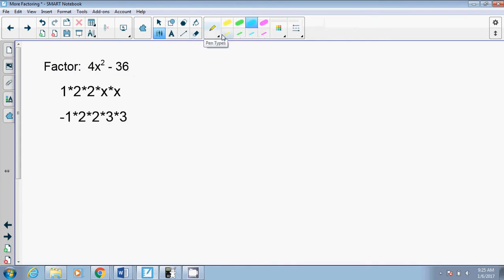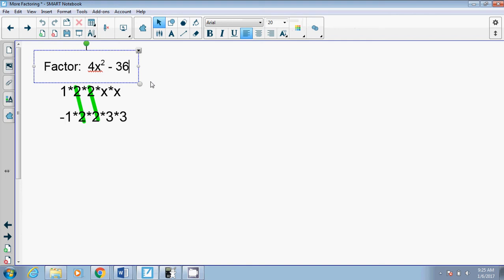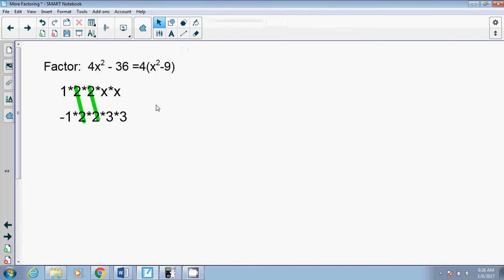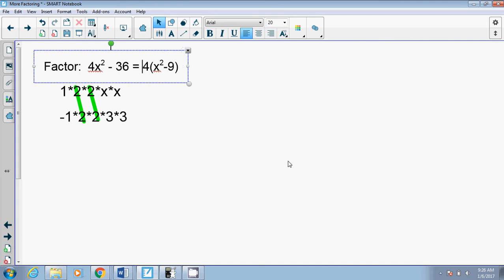And then we look to see what each of these have in common. Hopefully you realize there are 2 pairs of 2's. So 2 times 2 is 4. So my greatest common factor for this is going to be 4. And then the stuff that's left over, 1 times x times x, which is x squared. And then negative 1 times 3 times 3, which is negative 9. So I've factored my polynomial.